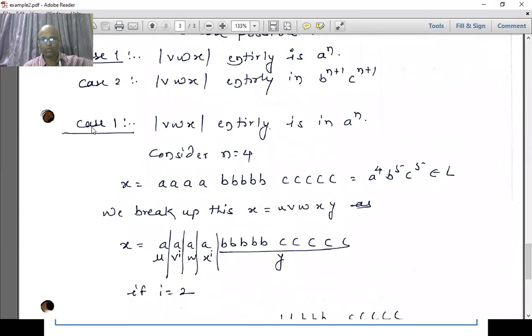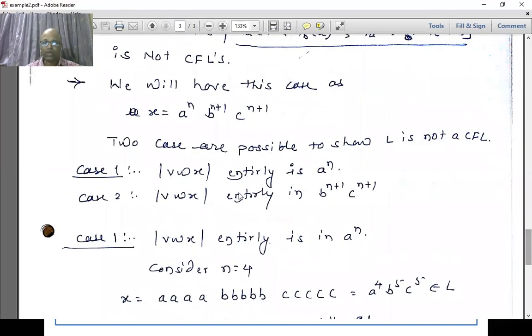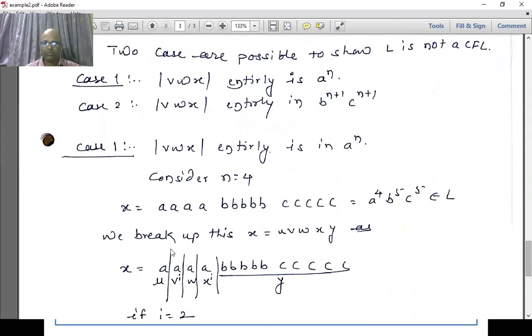Now just see what case number 1 is. VWX is entirely lying within A raised to n. Consider any random constant, say n equal to 4. So what would the string be in this case? I should have 4 A's, 5 B's, 5 C's. So X is 4 A's, 5 B's and 5 C's.